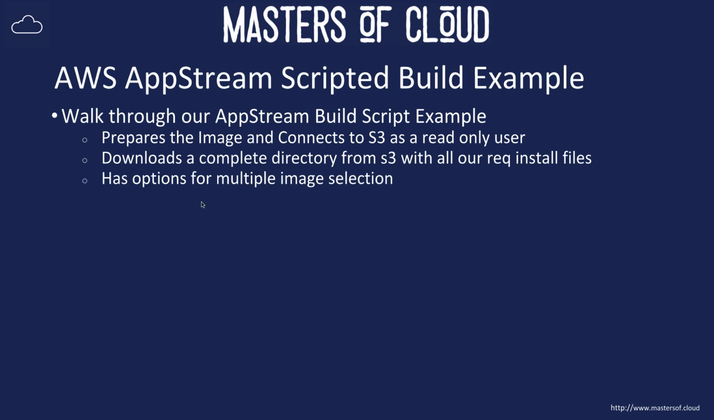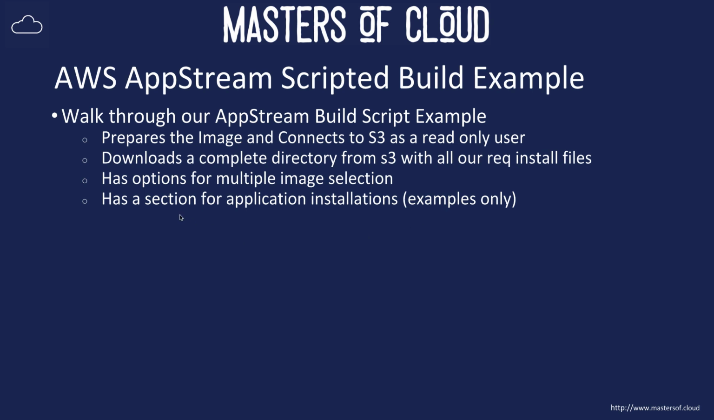Things like that. It has options for multiple image selections, so if you're building image 1 today, and that could be your HR image, then off it goes and it will only install the HR stuff. And of course, if you were installing a finance part of the image, and it was on a different image, then the script would go and only install the finance requirements and settings and those sort of things.